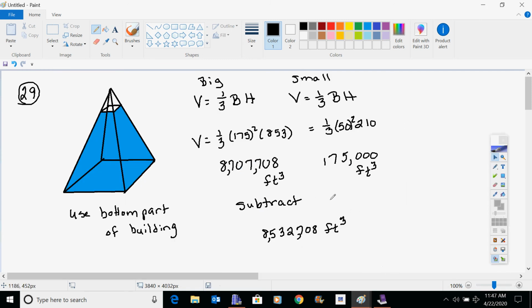Number 29, a couple of you had asked about this one. This is very similar to that cone problem I was just talking about, but we hadn't reviewed the pyramid formula. Okay, we have a big pyramid and we have a small pyramid. If you take the large pyramid and you subtract out the small pyramid, that's going to give you this blue shaded in area.